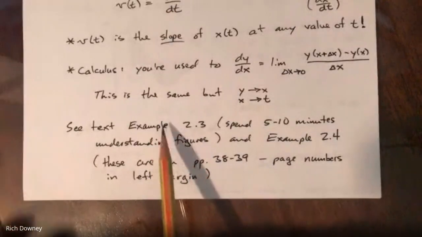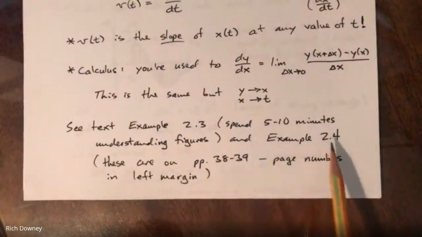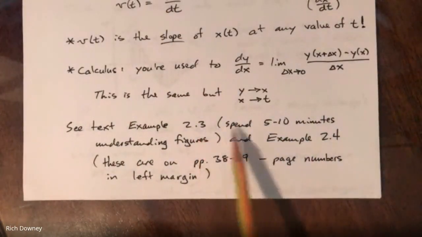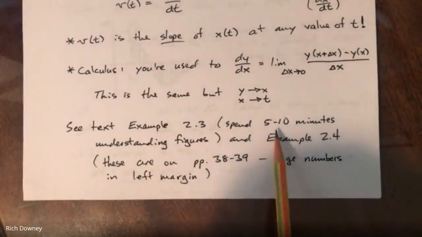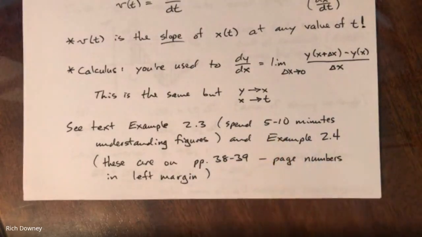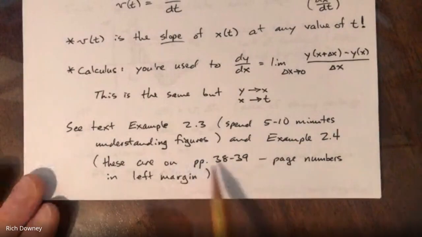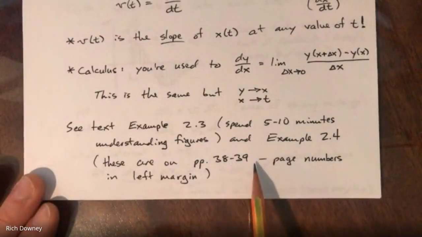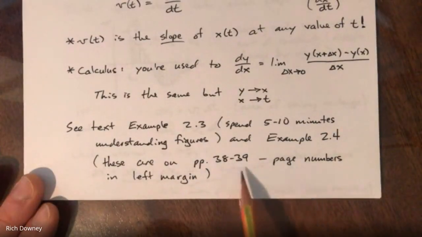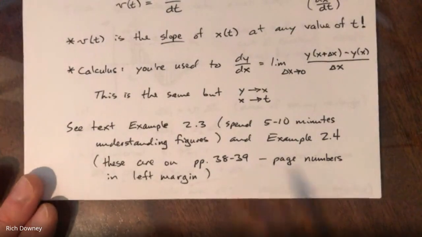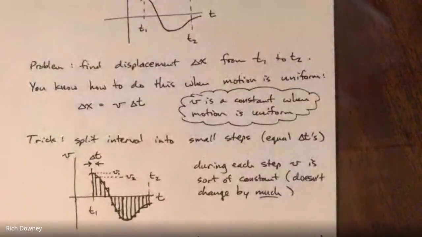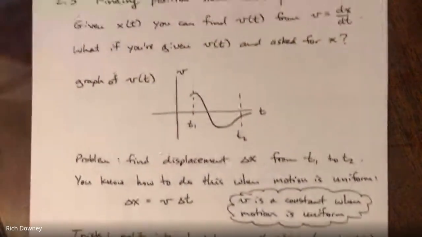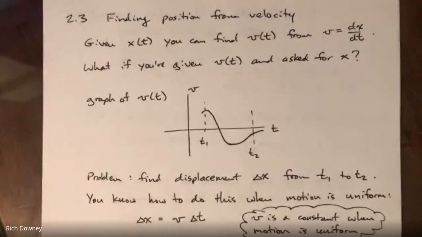So it's worth your time to look at examples 2.3 and 2.4 in the book. Example 2.3 has a couple of figures that are really going to take you some time to process and make sense of. It's worth spending a few minutes on that. And these examples are both on pages 38 and 39 in the book, and in the e-text, those page numbers are in the left margin if you're trying to find those quickly. Okay, I'm going to press on here.